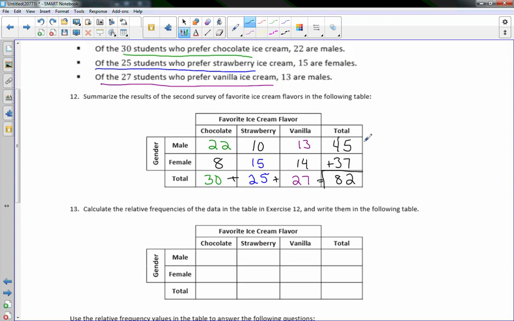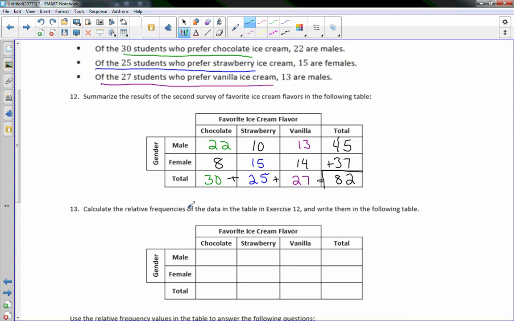So we just answered a whole bunch of questions here. We now know how many males and females and total, like chocolate, strawberry, vanilla, and we know how many total males there were, how many total females, and how many total males and females in this survey.